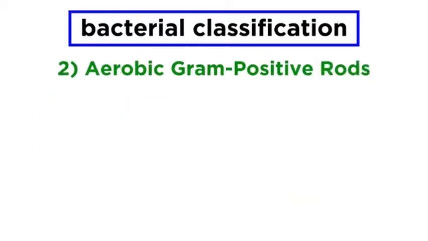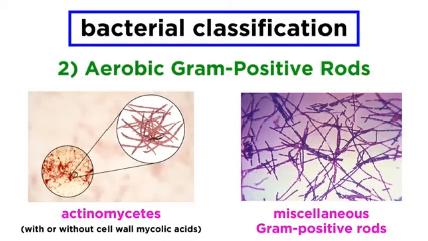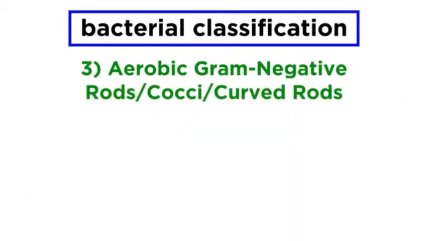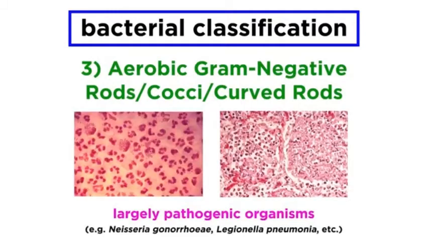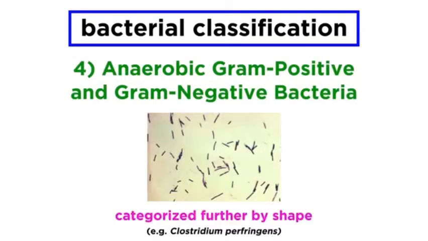Next, aerobic gram-positive rods, which can be grouped into actinomycetes with cell wall mycolic acids, actinomycetes with no cell wall mycolic acids, and miscellaneous gram-positive rods. Then aerobic gram-negative rods, cocci, and curved rods, which include a wide variety of pathogenic organisms. Additionally, there are anaerobic gram-positive and gram-negative bacteria, which are further grouped by shape, cocci or rods.